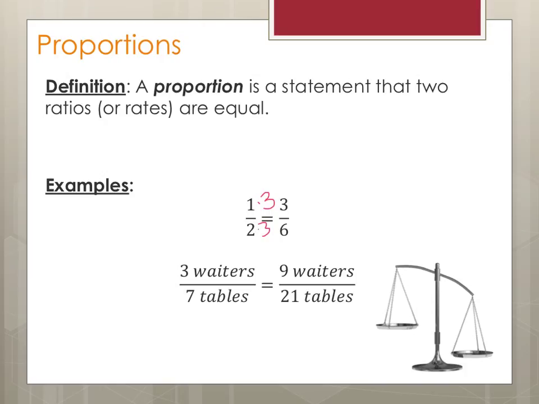In our second example, we have rates, because the units here are different, waiters to tables. 3 waiters to 7 tables is equal to 9 waiters to 21 tables. And this is true as well because we have a common factor of 3. We can multiply this by 3 and multiply this by 3 to get 9/21. So we have two equal rates here, so these are proportional. So try and think of proportions like scales. We want them to be balanced. We want them to be equal on both sides, so one side isn't heavier or greater than the other.